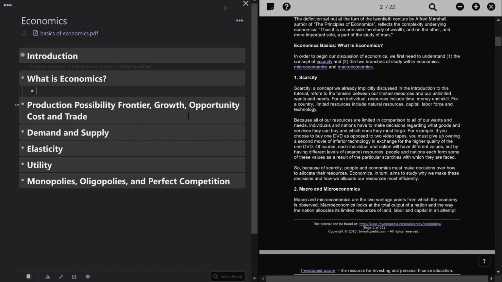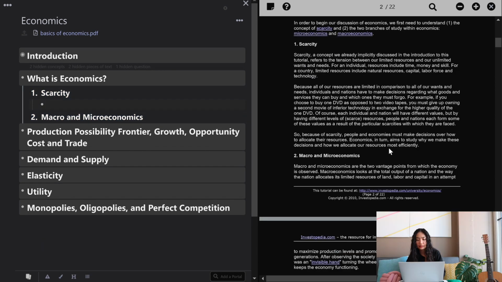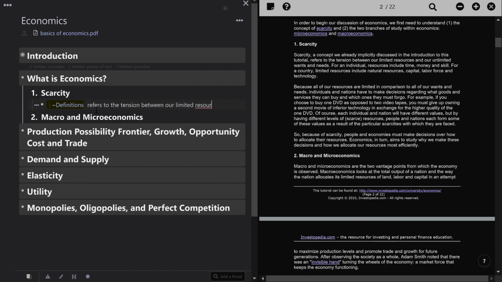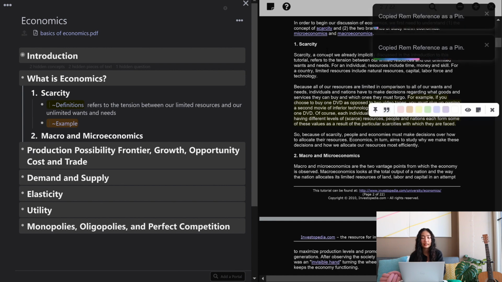Next are the main concepts. So adding header 2, scarcity, and macro and microeconomics. Okay, scarcity, I think the definition is the only thing worth noting here. And I'm choosing to use a pin reference here rather than a quote reference. So quote reference, it will actually transcribe that part of the ones that you highlighted, but I prefer to not see that whole paragraph. So I just use a pin reference.